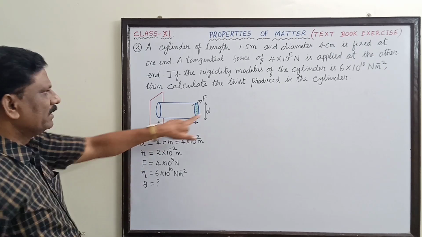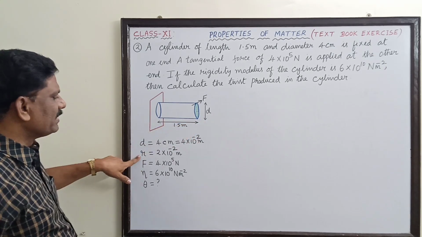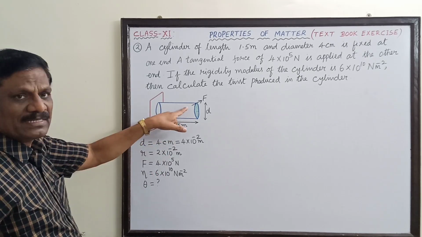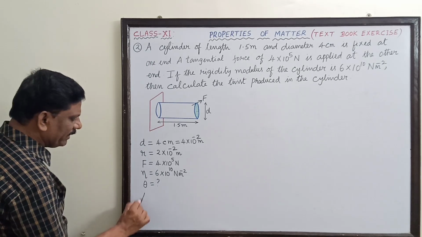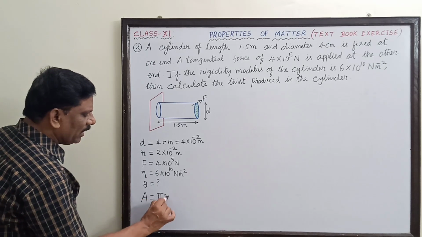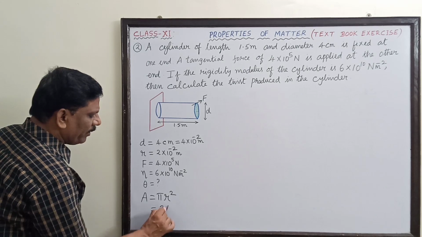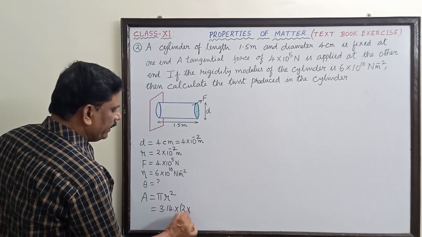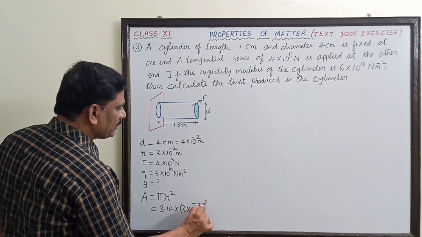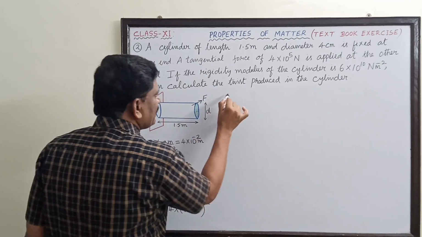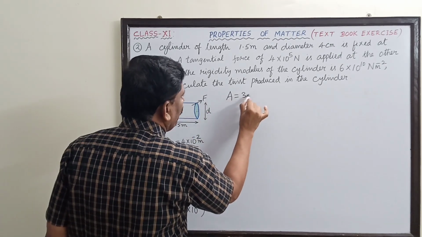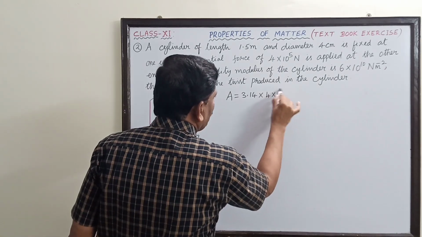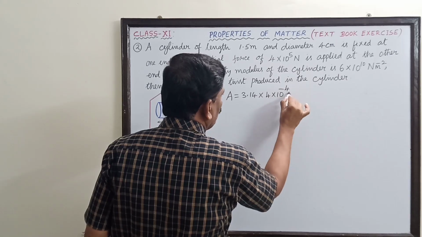Now the diameter divided by 2 gives the radius, and the radius of the circle is 2 centimeters. So first we can find its area. Area A is equal to pi r square. So this is 3.14 into r square, where r is 2 into 10 power minus 2, the whole square. So the area of this circular face is equal to 3.14 into 4 into 10 power minus 4, which is approximately 10 power minus 4 meter square.